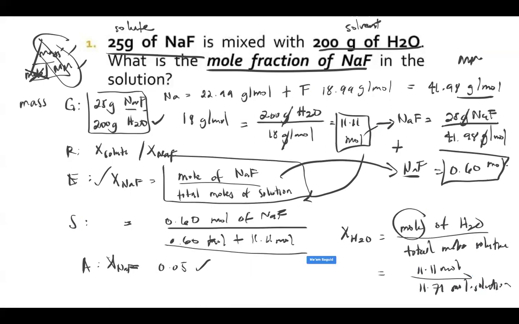And your final answer for the mole fraction of water is 0.95. So remember that there are no units for mole fraction, because this just shows the fraction of the solute and solvent. So 0.05 plus 0.95 is equivalent to 1. So that is how we get the mole fraction in this problem.